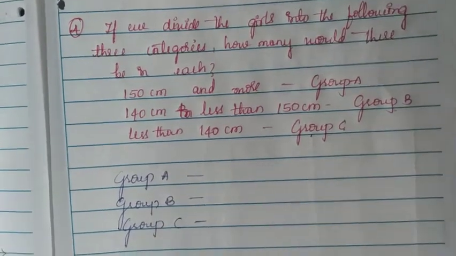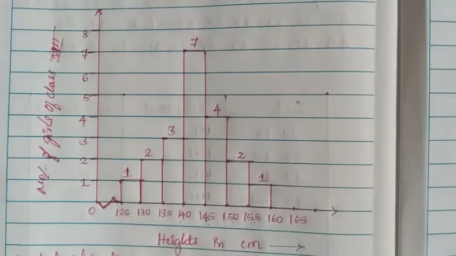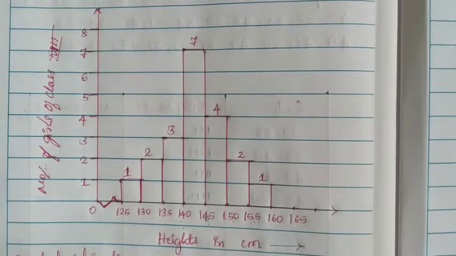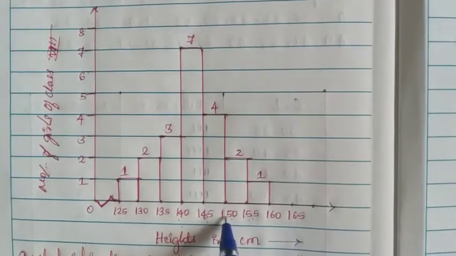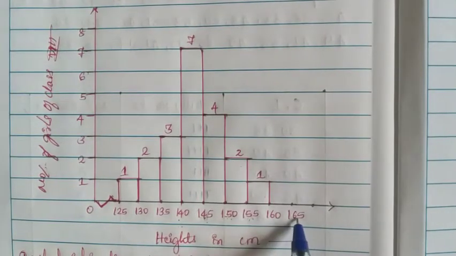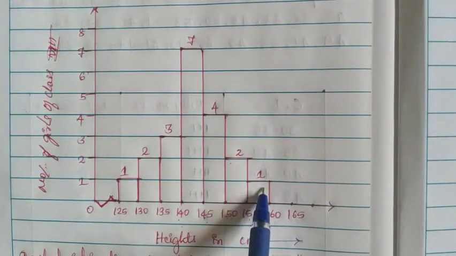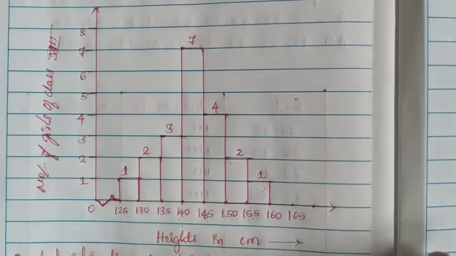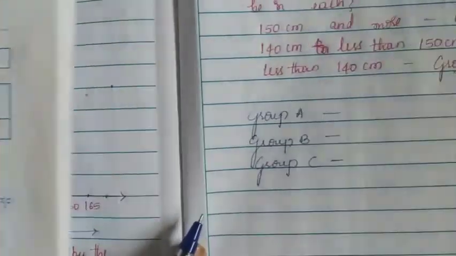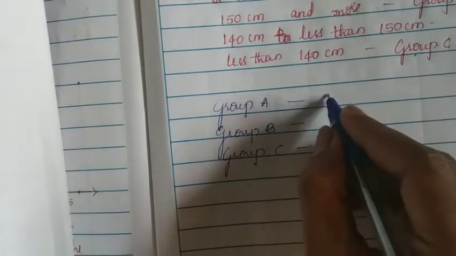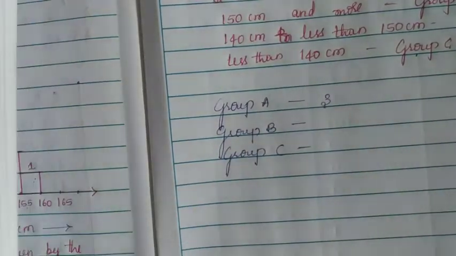Now look at the figure. In the group A, 150 centimeter and more is asked. Now look at this figure. In the group 150 centimeter and more, 2 plus 1. How many girls does group A contain? There are 3 girls present in the group A.